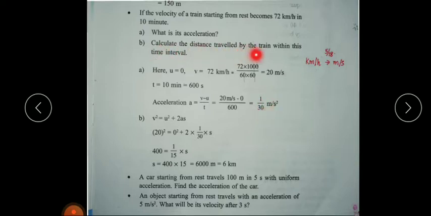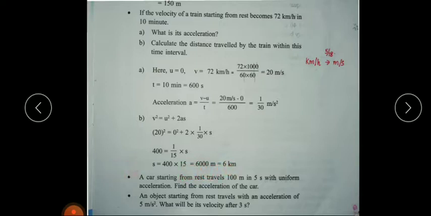Calculate the distance travelled by the train within this time interval. So we have to find the distance travelled by the train. Here we can use the third equation of motion or we can use the second equation of motion also. Here they choose the third equation of motion, v square is equal to u square plus 2as, and substituting the values we will get s is equal to 600 meter. 600 meter means 6 kilometers.